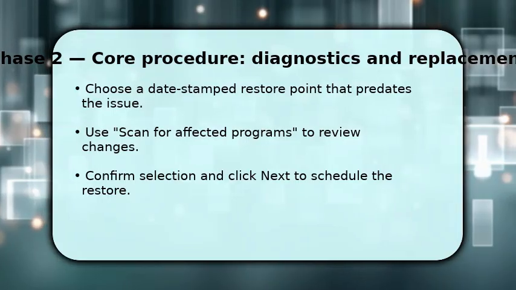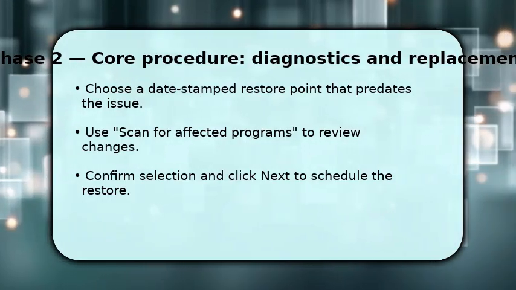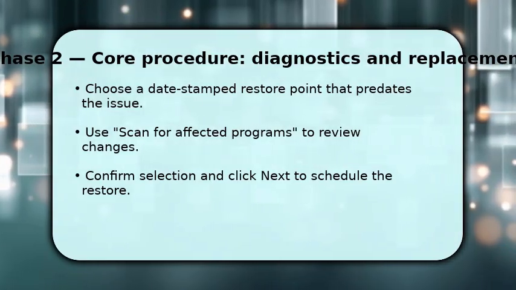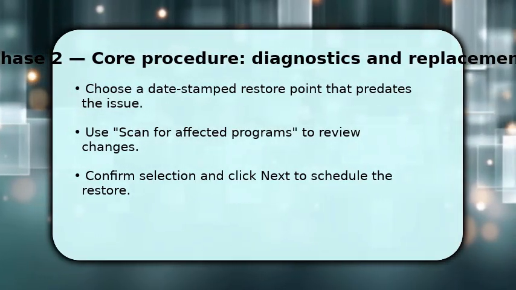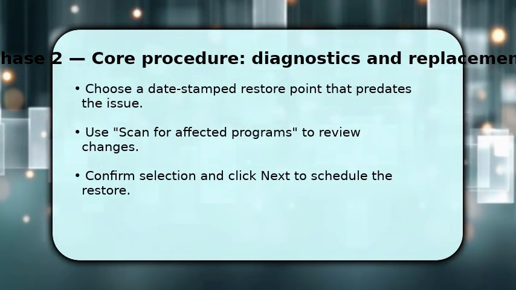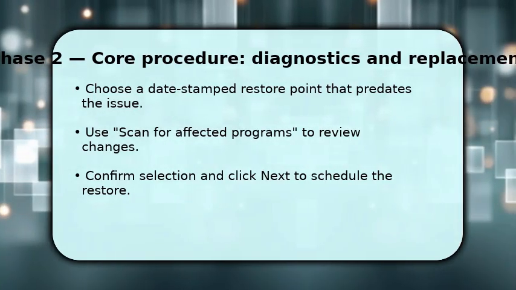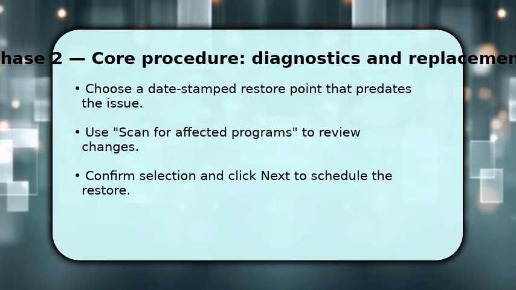Once you pick one, click Scan for affected programs to see what will be removed or recovered. This helps you anticipate app reinstalls. After reviewing, confirm the chosen point and click Next. Windows will prompt you to close apps and save work. Make sure to note any items listed as removed, so you can reinstall them afterward.